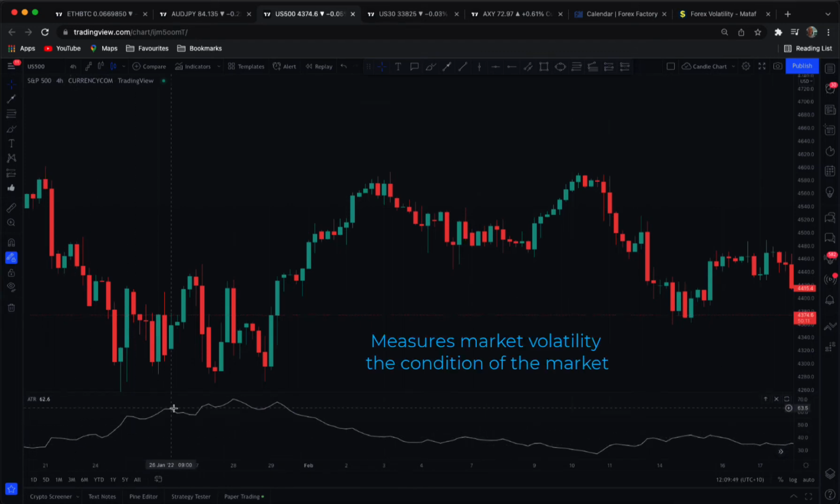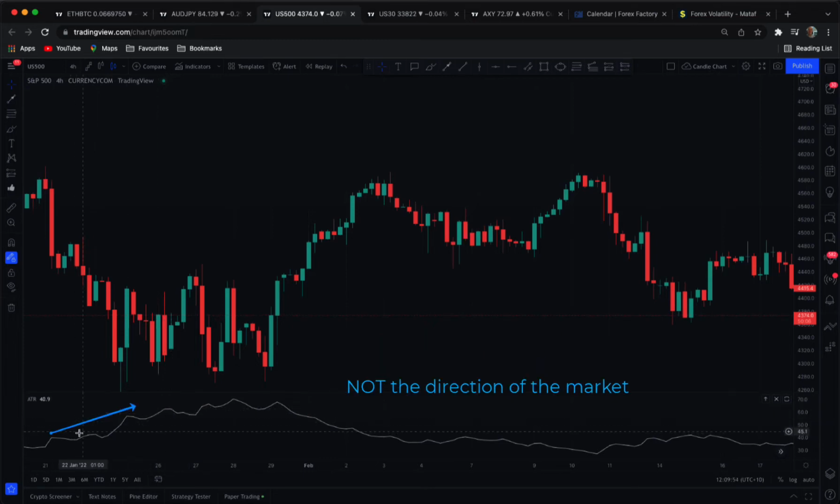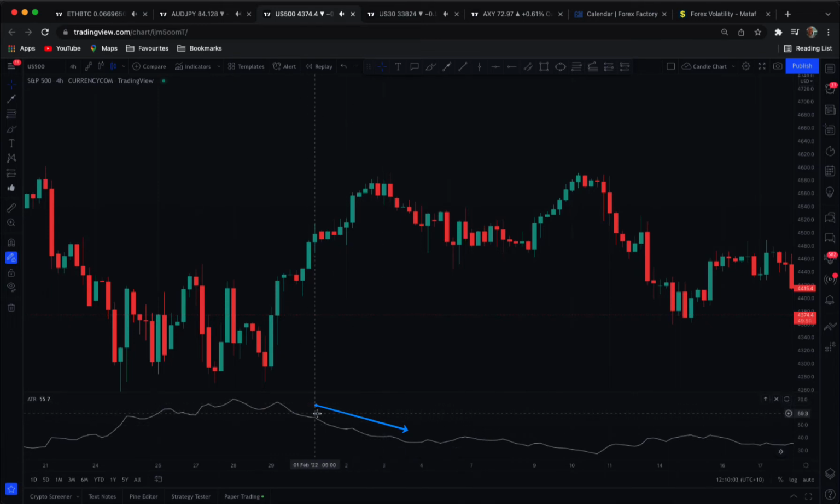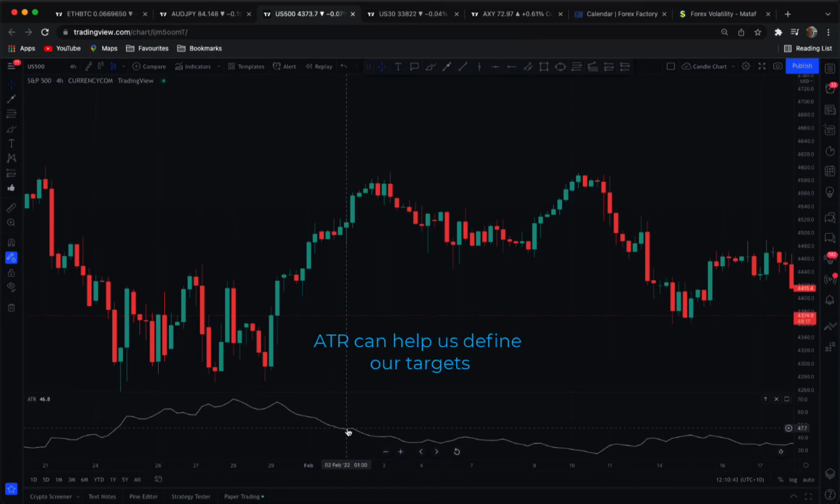It's telling you the condition of the market, not the direction of the market. A rising ATR means the volatility is increasing, and a descending ATR means the volatility in the market is decreasing. So it's important to understand that this is not the direction of the market. It's a measure of volatility. We can use the average true range in a number of ways. It can help us define our target and stop loss levels.